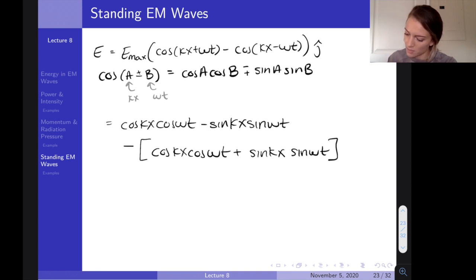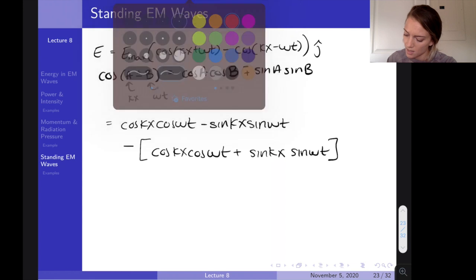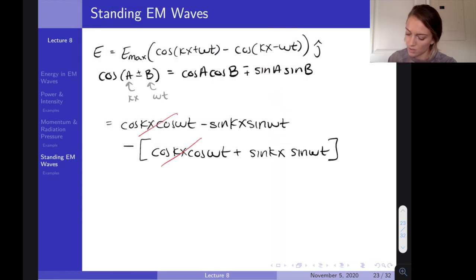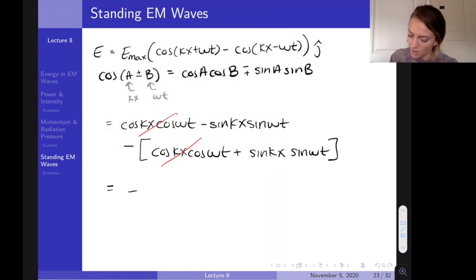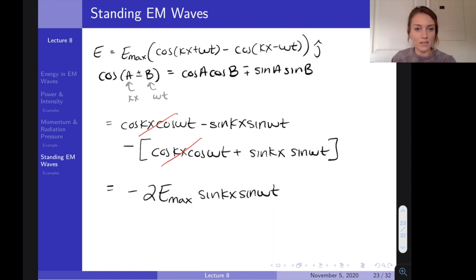Okay, now let's simplify this so we can see that our cosines will cancel, because we have cosine minus cosine. And then this negative sign will change a negative sign here. So we're going to end up with negative 2 E max from before, because I left that E max out, sine kx sine omega t. So this is the equation for our electric field standing wave.